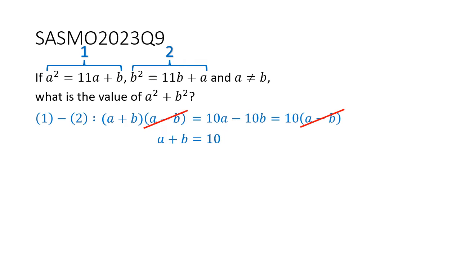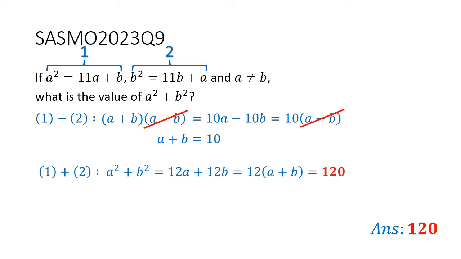Next, we can add equation 1 to equation 2. So on the left-hand side, we'll get a squared plus b squared, which is what we want to find. And on the right-hand side, we have 12a plus 12b. Factorize out the 12, we'll get 12 times a plus b. And since we know that a plus b is equal to 10, we can replace that and we'll get 120 as our final answer.